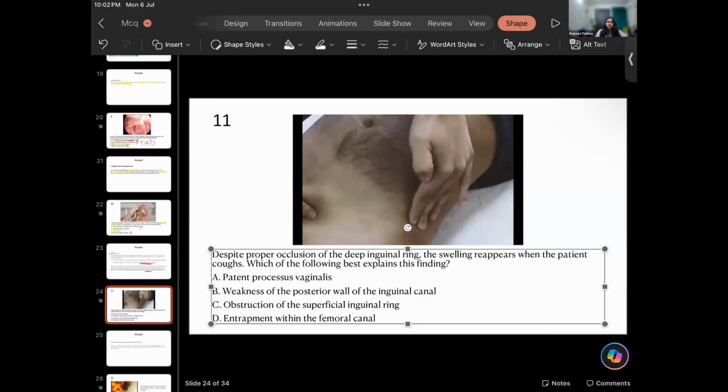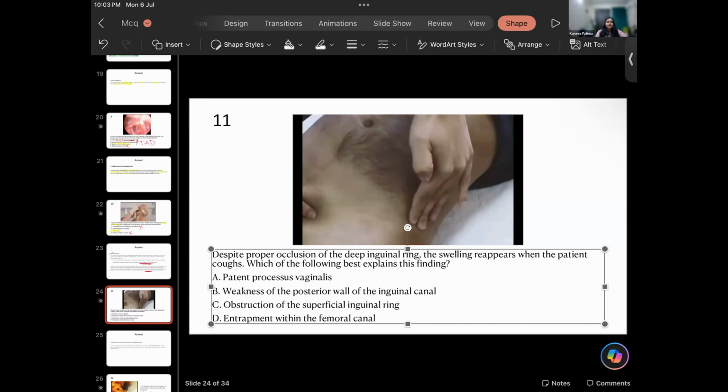Okay, so here we have occluded the deep inguinal ring. So if even after the occlusion the swelling reappears, it means the hernia is not from the deep inguinal ring. It is not an indirect hernia, it is a direct hernia. Because in cases of indirect hernia, the occlusion of the deep inguinal ring would not allow the swelling to come out of the superficial inguinal ring. So it is a case of direct inguinal hernia. The swelling reappears when the patient coughs. So we will read each and every option.